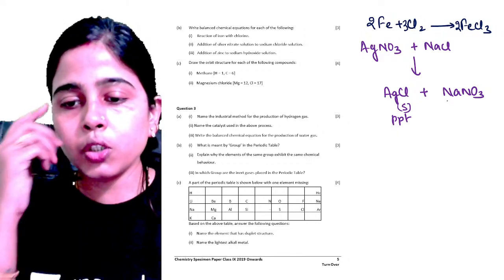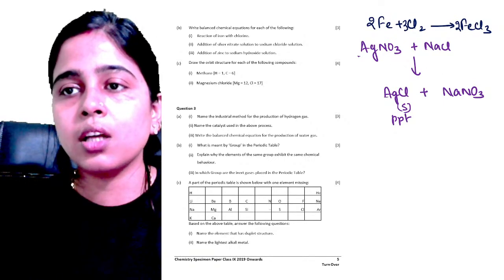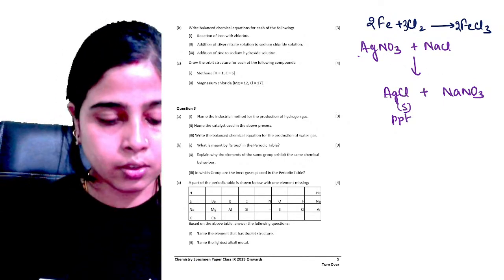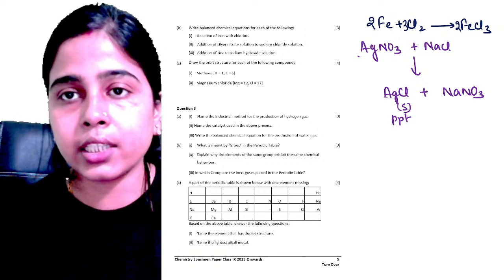Clear? If you want to balance it, it is already balanced. Silver 1, 1, nitrogen 1, 1, sodium 1, 1 and chlorine 1, 1. Yes. Very good, Harsh. Absolutely correct. Yes, this is the correct reaction.